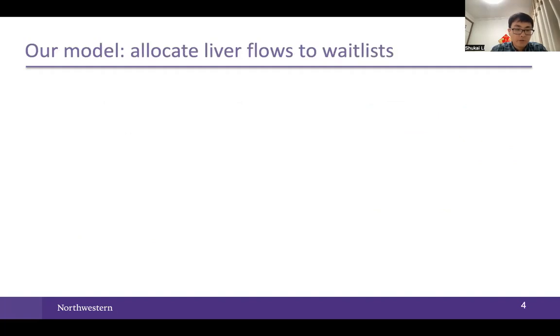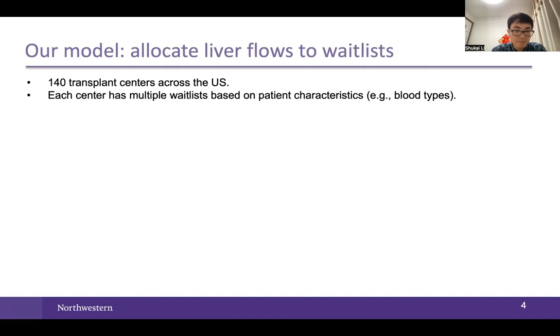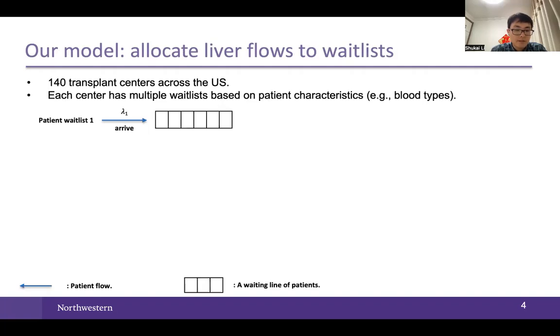And here is how we model the transplant system. We consider 140 transplant centers, each having multiple waitlists based on patient characteristics. Let's see an instance of a patient waitlist. The patient flow has an arrival intensity of lambda 1. Upon arrival, patients enter a buffer and wait for available livers. During waiting, many patients may die before receiving a liver, and there are many such waitlists.